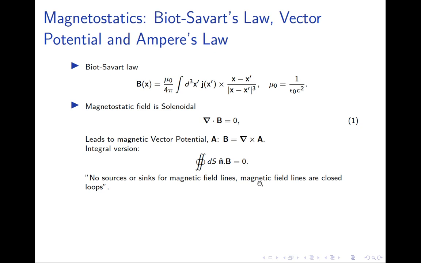Unlike electric field lines, which begin on positive charge and terminate on negative charge, there is no such thing here. Magnetic fields are closed lines, and they do not need positive or negative magnetic charges to end at or begin from. This is the same thing as saying there are no sources or sinks for magnetic field lines.